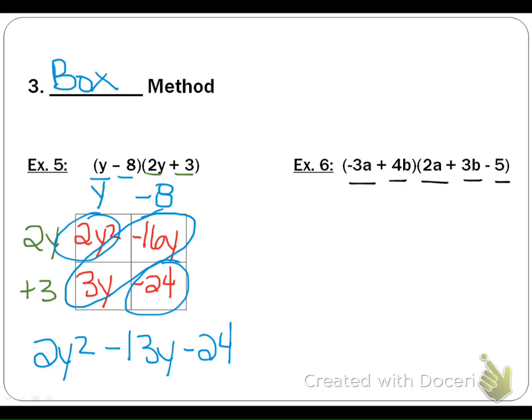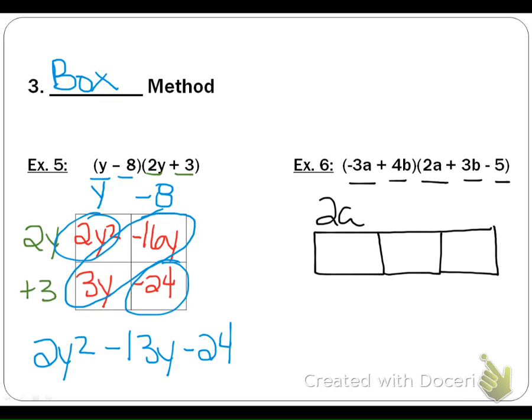Now when making your box, to save space, I generally will count whichever expression has the most terms in it. That's how many columns I'll make. So I'll draw a line, and I need to make 1, 2, 3 boxes across for my 2a, 3b, and -5. Had the first expression had more terms in it than the other one, I would have written that one on the top. Now, my first expression has only 2 terms in it, so I'm going to make 2 rows.